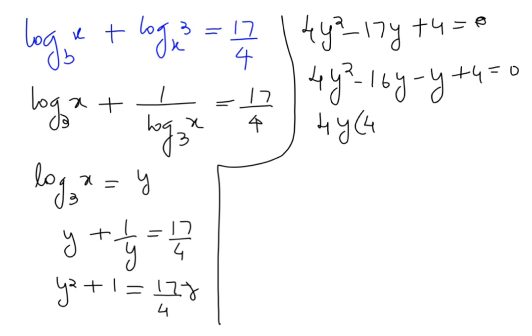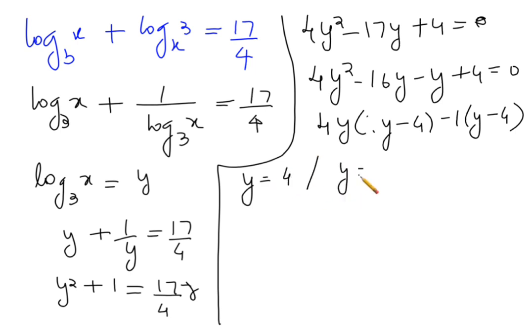See, here directly you can write it as 4y common, y minus 4, minus 1 common, y minus 4. So next what you can get is y equals to 4, or I will say y equals to 1 by 4.